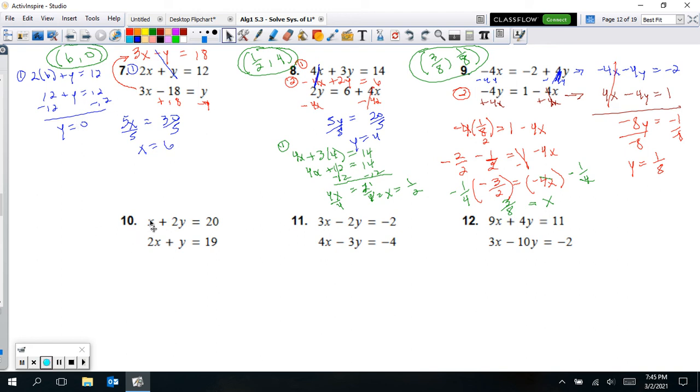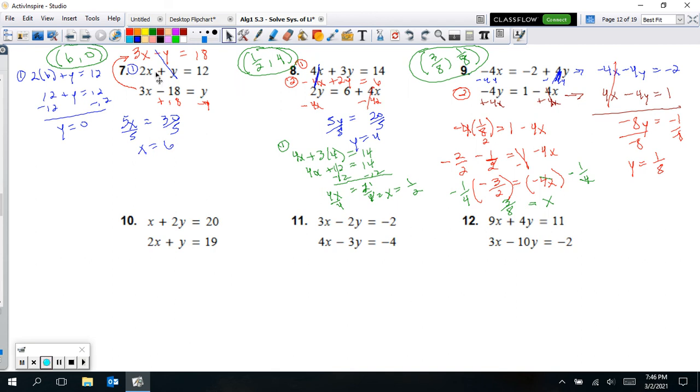Alright, now when we come to number 10, you'll notice here they're in standard form, so there's no adjusting that way like we did on 7 through 9. They are in standard form, but what about eliminating? If I combine these together, I'm going to get 3x, I'm going to get 3y. There's no eliminating. I don't have that ready to go. So I'm going to need to choose a variable to eliminate.